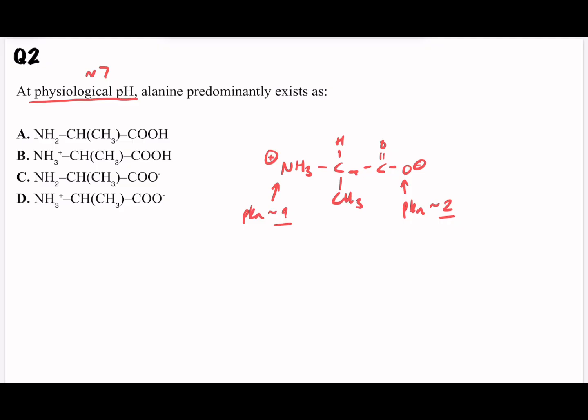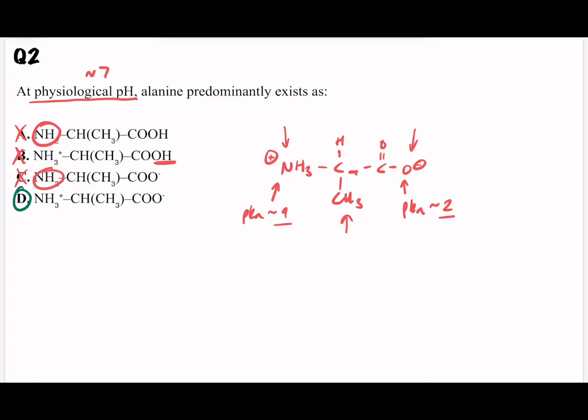Now when we're looking through our answer choices, we're really just looking for one answer in which the R group is correct, first of all, so we know it's alanine. The amino group is protonated, and the carboxyl group is deprotonated. Now let's go through the answers. A, the amino group isn't protonated, so that one's wrong. C, the amino group isn't protonated, so that one's wrong. B, the carboxyl group is still protonated, so that one's wrong. That leaves us with one choice, D, which is the correct answer.